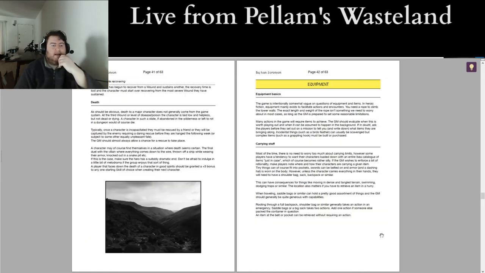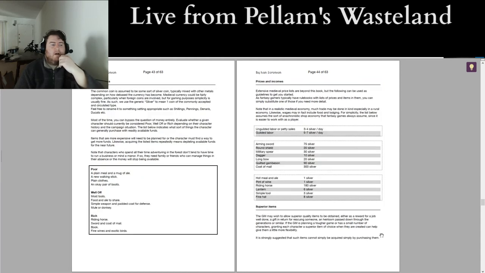Then some stuff about equipment, and it's basically just, you know, use what you think is appropriate for the character based on what you start with. Here's some price lists. There's a price list for buying stuff, and then there's a way to just calculate, based on your character's income, kind of what you can afford.